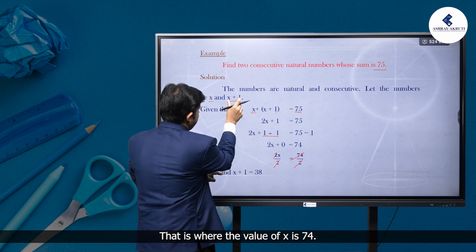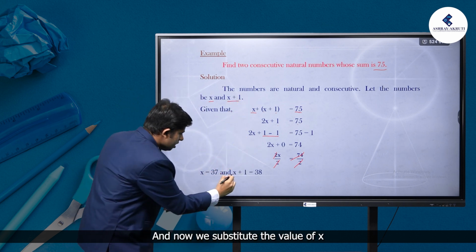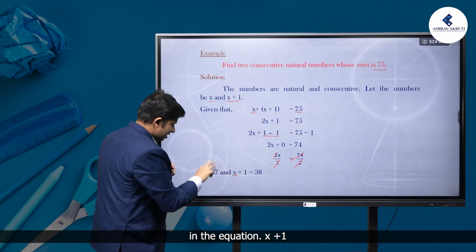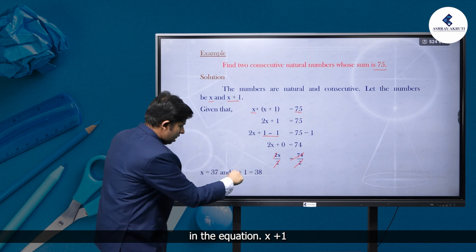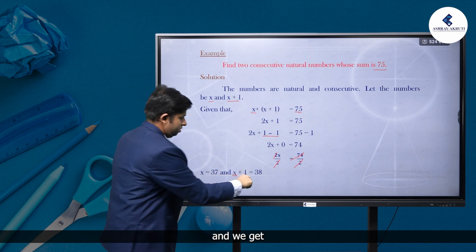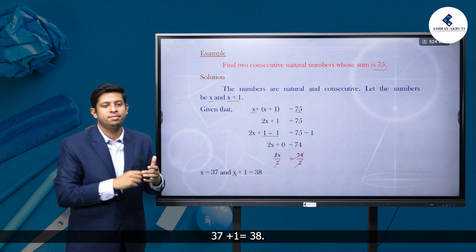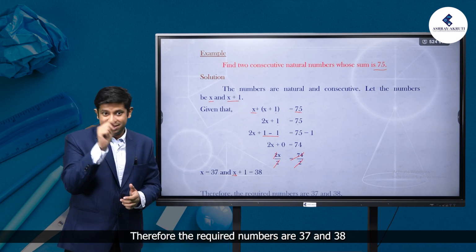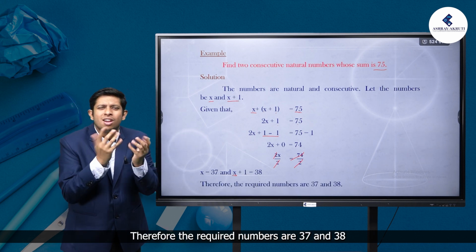That is where the value of x is 37. And now we substitute the value of x in the expression x plus 1 and we get 37 plus 1 is equal to 38. Therefore, the required numbers are 37 and 38.